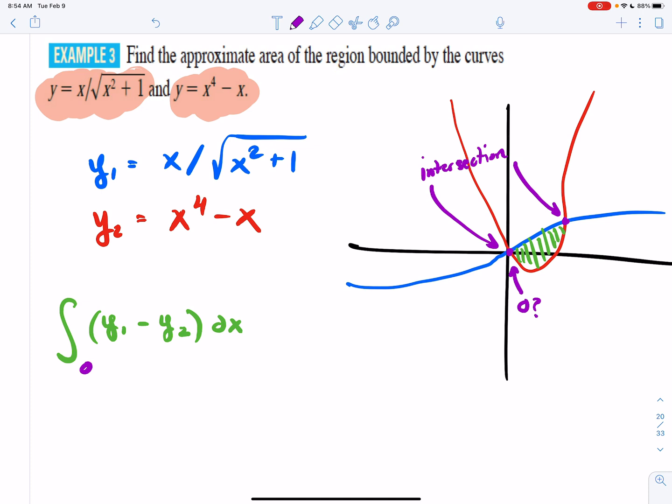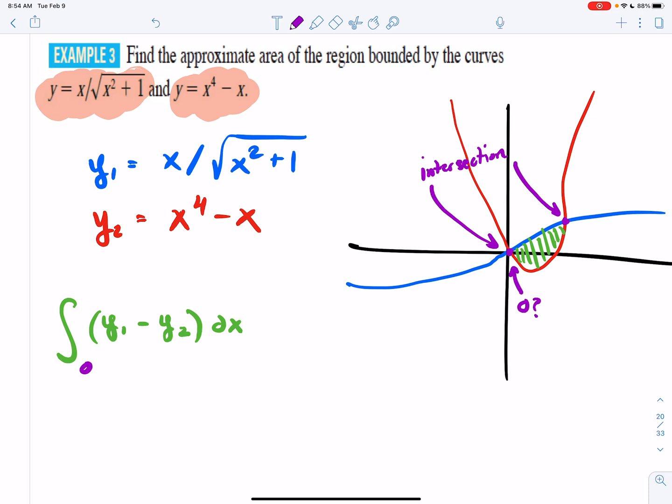I'm going to do it one more time. Second, trace, 5 for intersection, first curve, enter, second curve, enter, guess. That's looking like it's 1 point something. I'll just put 1.1. You don't have to be exact.